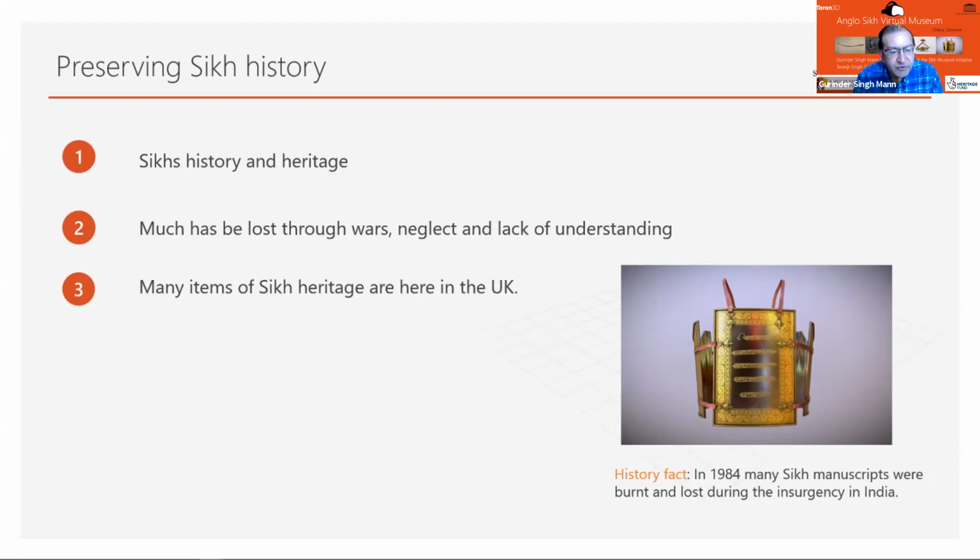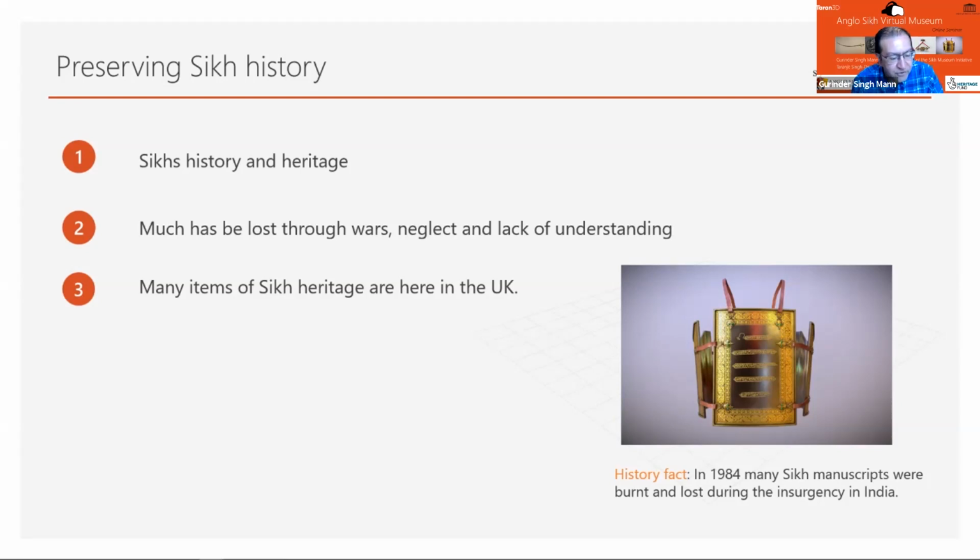We know that in the early 1800s, there was a renaissance to bring all Sikh items together. Through the Anglo Sikh wars, what we found was that after the annexation of the Punjab, the British East India Company took a lot of what we call the Toshakhana, or treasury of the Sikhs, and brought much of it here to the UK.